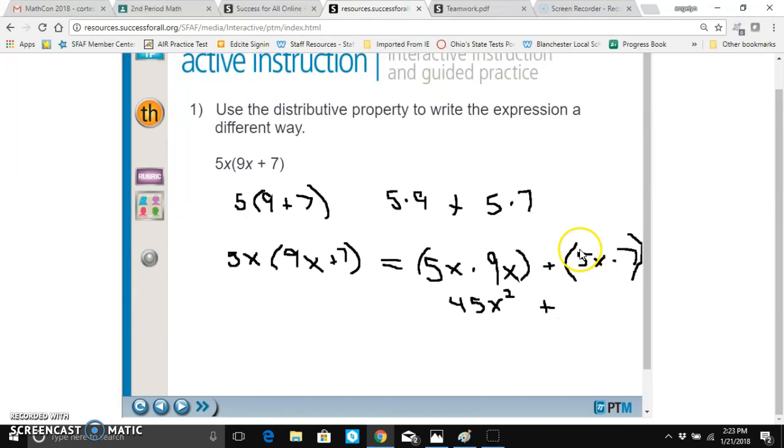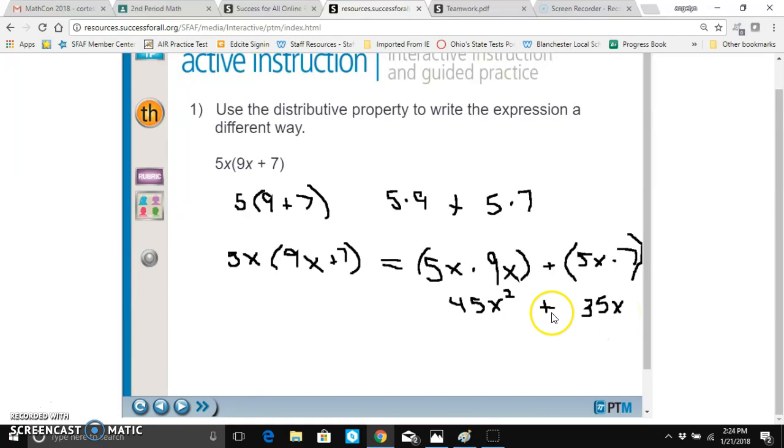Plus 5x times 7. Remember, with multiplication, everything's allowed to be shoved together. So 5x times 7 would simply be 35x. There's no exponent here because 7 does not have an x. So it simplifies to 45x squared plus 35x.